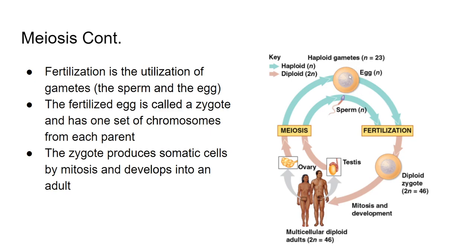The sperm is going to enter the egg, and that's going to create what we refer to as a diploid zygote, right? Because we had 23 chromosomes from the father, 23 chromosomes from the mother. 23 plus 23 is equal to 46, so 2n is equal to 46. And this will go through mitosis and development, so this cell will just keep dividing and dividing until a baby is formed.